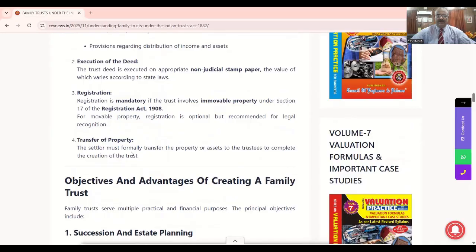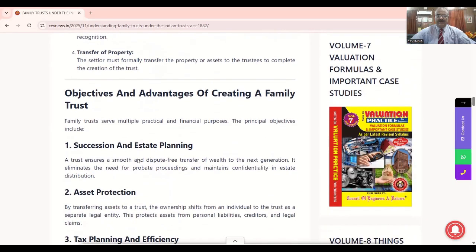The settlor must formally transfer the property or assets to the trustees to complete the creation of the trust. जो भी सेटलर की प्रॉपर्टी होगी जो उस ट्रस्ट में इन्वॉल्व करना चाहेगा, वो ट्रस्ट में देना चाहेगा, that will formally be transferred to the trustees to complete the creation of the trust.